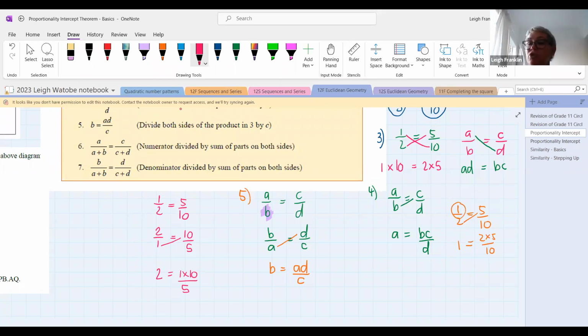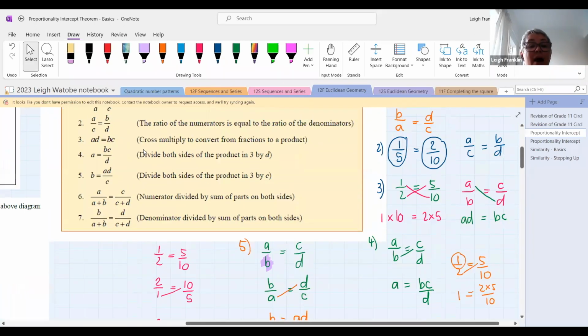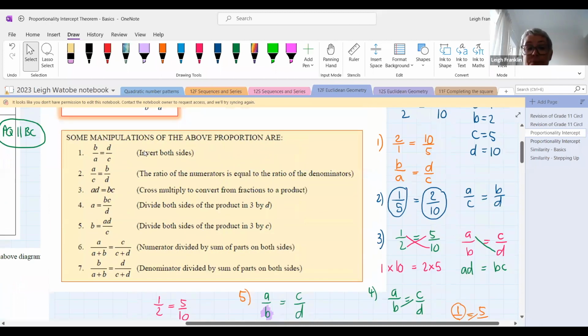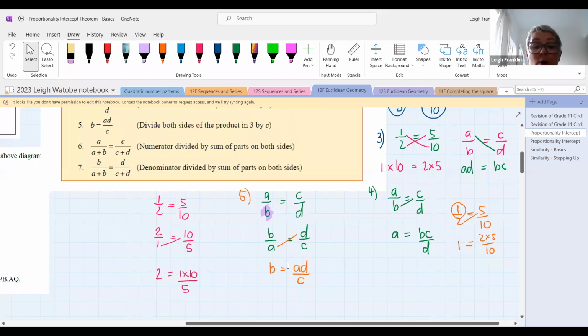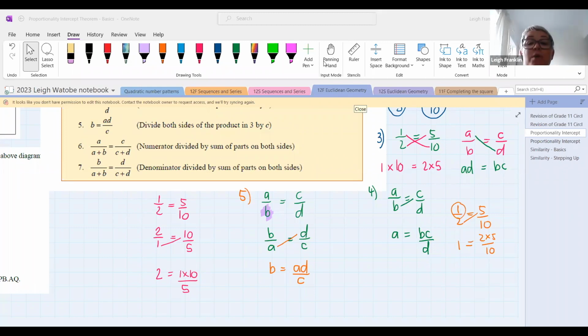Okay, so essentially what I've done is I've shown you how to invert, how to write the ratio of the numerators equal to the ratio of the denominators. I've shown you how to cross multiply. So we're converting fractions to a product. And then I've shown you how to make something that was in the numerator the subject of the formula, and how to make something that was in the denominator the subject of the formula, because you are going to be doing these manipulations as we go through.